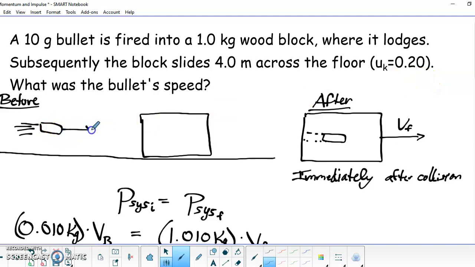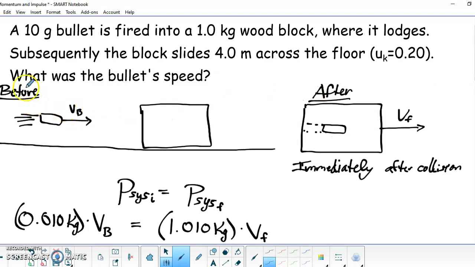What was V initial right here? I'll just call it VB for the bullet. Well, we've got two things happening. We want to break this problem into two different before and afters. And the first is just before the collision and just after the collision, immediately after collision, before the block slides. And the reason you want to do this before the block slides is because to conserve our momentum, we have to have a system that has no external forces.